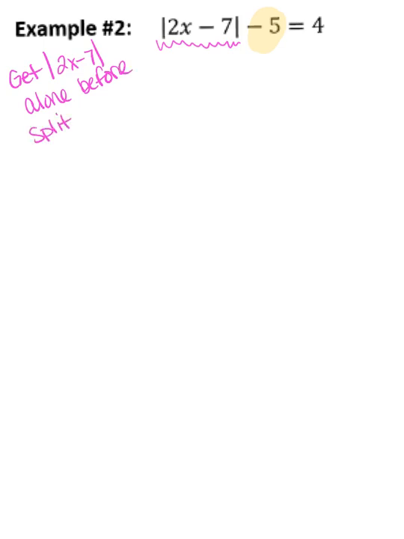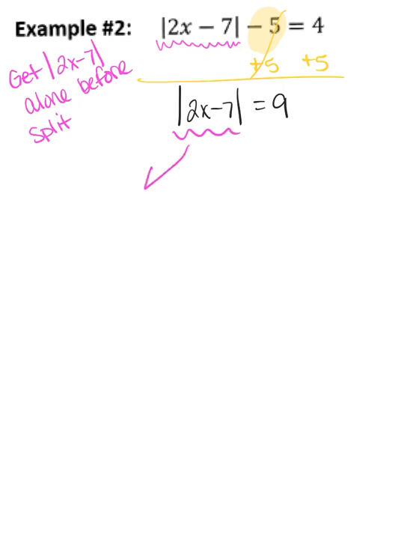So in order to do that, I am going to add 5 to both sides. So my new equation becomes 2x minus 7 equals 9. Now what that's telling me is that we are 9 spaces away from 0. So when I go ahead and do my split here, I'm going to use 2x minus 7 equals 9, because that is one location, one place that I could be. On the other split, I'm going to use 2x minus 7, and I'm going to use negative 9, because we could be 9 spaces to the left.